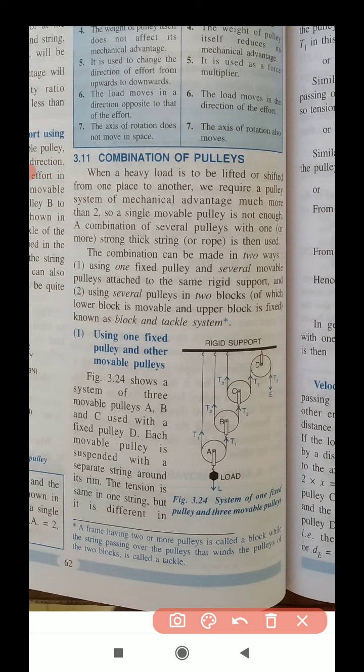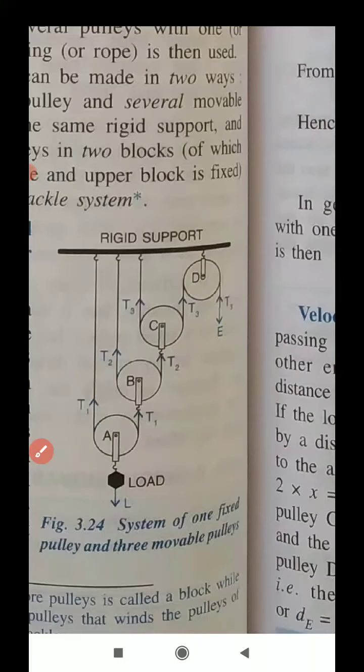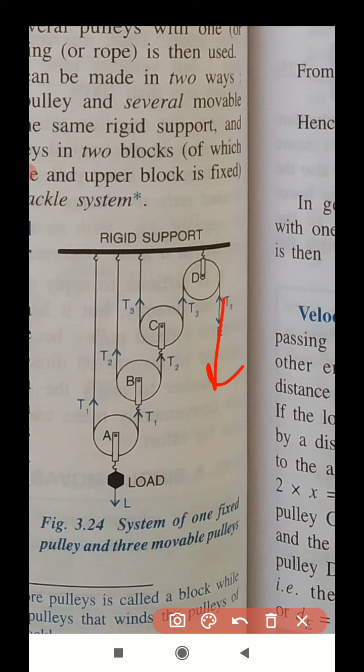So we get the value of load, and the effort always balances one tension. I am showing how that is calculated by zooming. You see here, we are giving the effort, and that effort balances one tension force, which is T3. Here you can see T1, T2, T3. So effort is equal to T3, E is equal to T3.